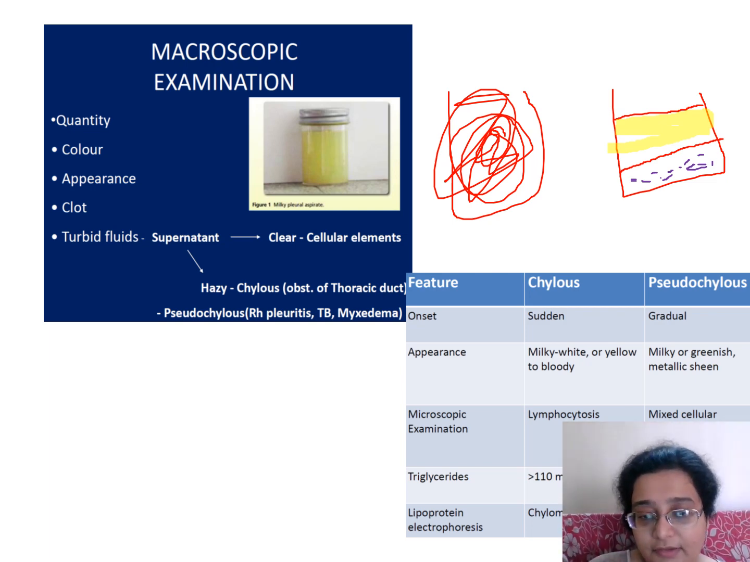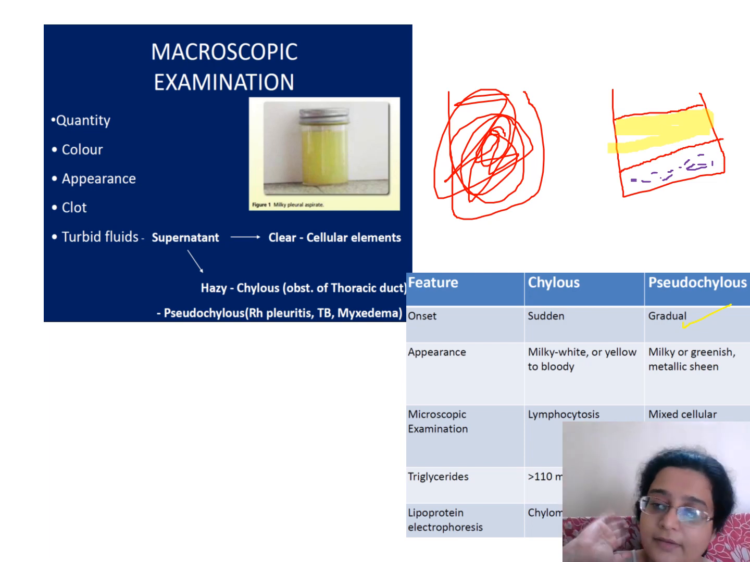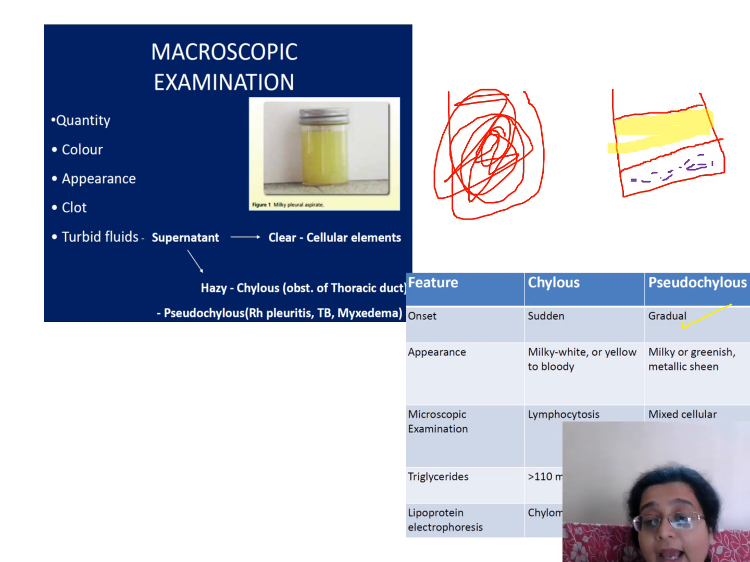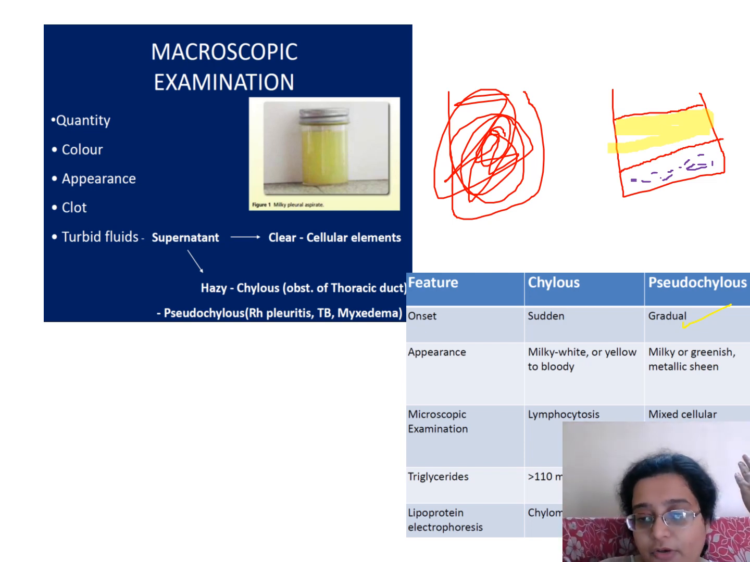So chylous fluid is always sudden in onset, milky white to yellow, and pseudo-chylous will be gradual. If it is pseudo-chylous from TB, it will be a gradual process, and it is sudden blockage of lymphatics that gives chylous fluid. There won't be time for you to wait for the lymphatic blockage to present as chylous fluid. Tuberculosis will take months to appear, so the fluid of TB will be gradual. Fine, it can be milky to greenish to metallic sheen. This will be milky white to yellowish.